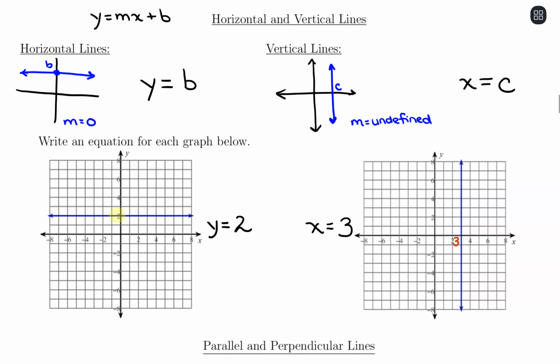Something else to notice in terms of functions, the horizontal line is a function, like that would pass our vertical line test. The vertical line is not a function. In fact, when we draw a vertical line there, it fails the vertical line test all over the place. And that's part of this slope being undefined too, like we can't fit it to this y equals mx plus b form. So vertical lines, not a function. Horizontal lines are a function.